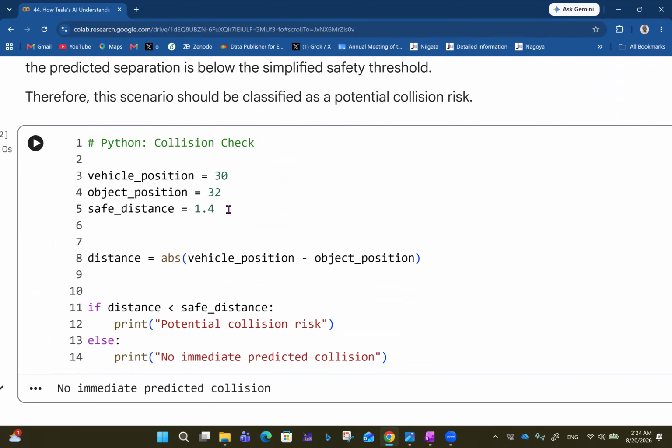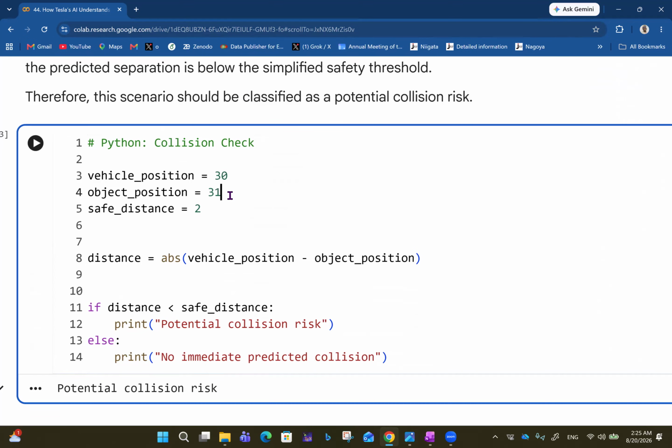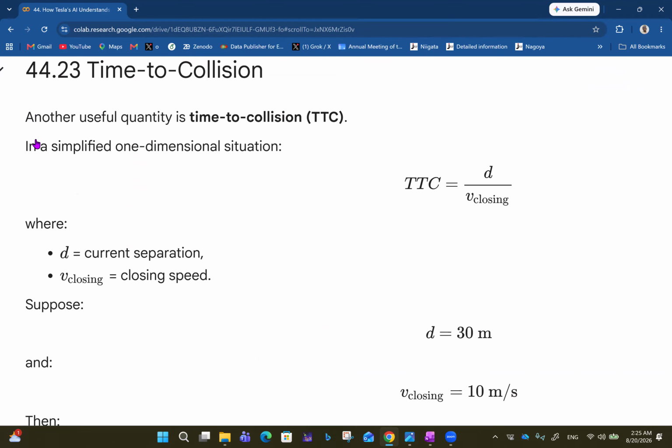Okay, that should be less than the safe distance. So it's still less than the safe distance. The safe distance itself is 2. Okay, yeah, this is what I changed. So the safe distance is 2, right? And if this is 31, let's even say if it is 30, so potential risk of collision. In fact, that's too close for comfort like that. So potential collision risk. Then time to collision now.